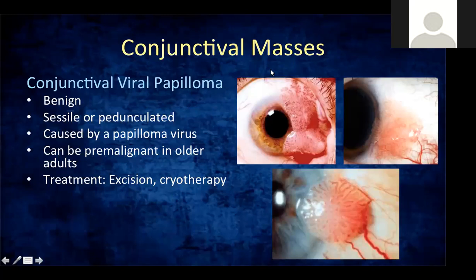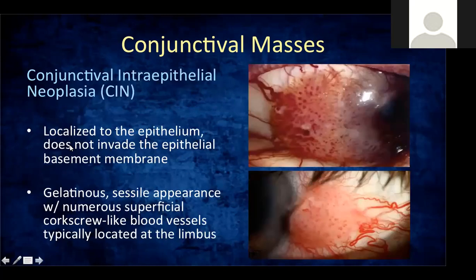Other masses, you have your papillomas, your viral papillomas. These are typically excised. These are typically non-malignant, but can be pre-malignant in older adults. You have your conjunctival intraepithelial neoplasias. They're broader. They have corkscrew-like vessels in the periphery. They do not invade the basement membrane. They're typically epithelial only.